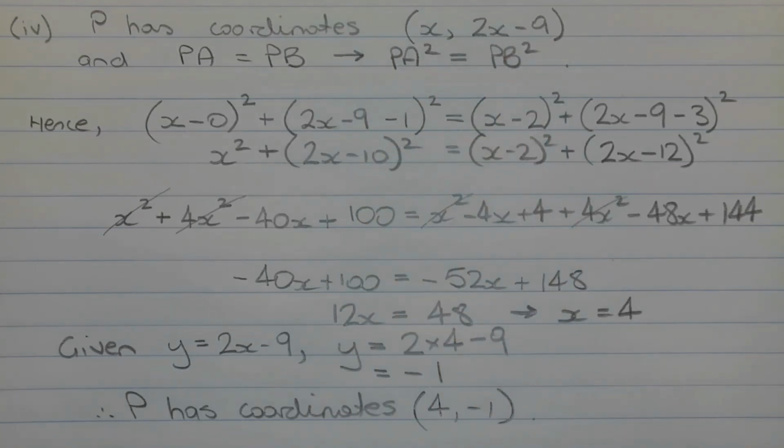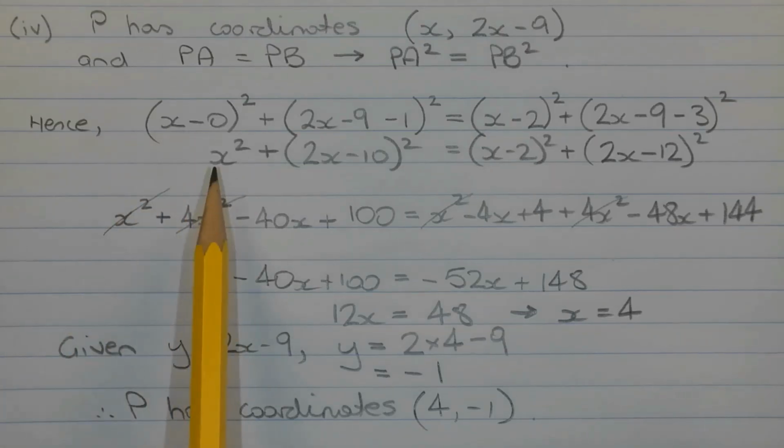So using the square of the distance formula, so we don't have to use the surd or the square root, we have (x minus 0) squared plus (2x minus 9 minus 1) squared is equal to (x minus 2) squared plus (2x minus 9 minus 3) squared.